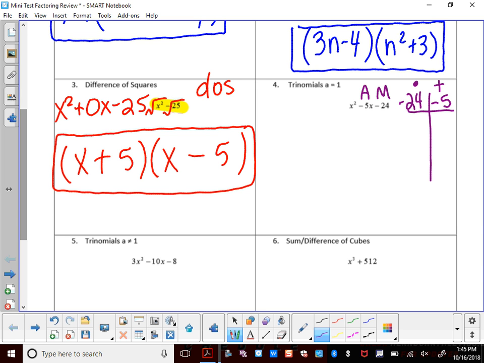So I know I have 1 and 24, 2 and 12, 3 and 8, 4 and 6. Which group could potentially give me 5? Or negative 5? Alright, so we can look at 3 and 8. What needs to be negative? 3 and 8, my 8 gets negative, because if I added 3 plus negative 8, I get negative 5.